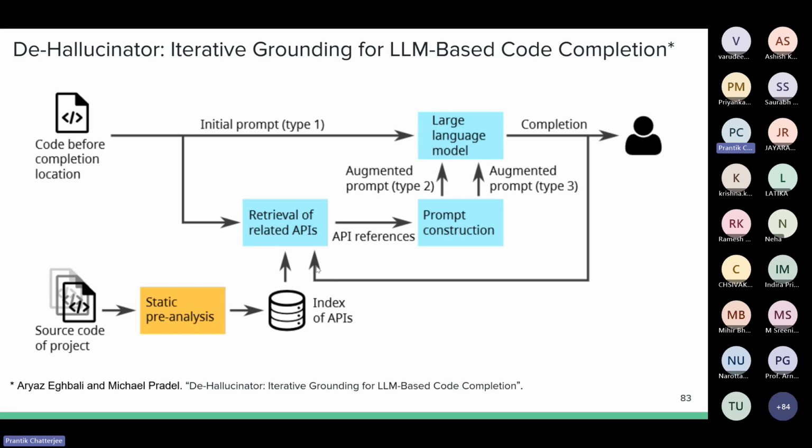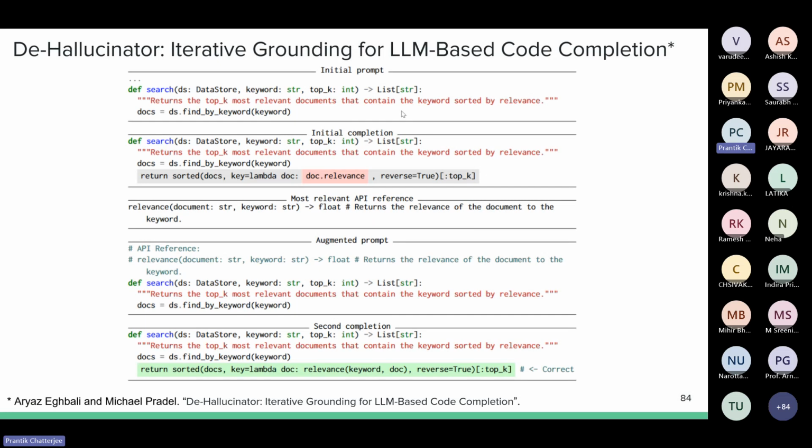So whatever API the LLM is trying to invoke, you look at the store of APIs, try to fetch the most similar ones, and then query the LLM iteratively again. Let's look at one example, which I hope will make it clear.